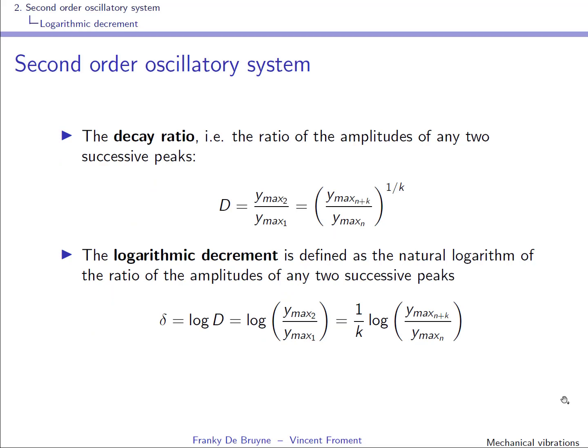Using these peak values, you can compute what is called the decay ratio, and the decay ratio is the ratio of two successive peaks. Using the decay ratio you can compute, using the logarithmic function, what is called the logarithmic decrement. It's possible to construct the decay ratio and the logarithmic decrement using y max 1 and y max 2, but it's also possible to construct these values using peaks that are further down in time.